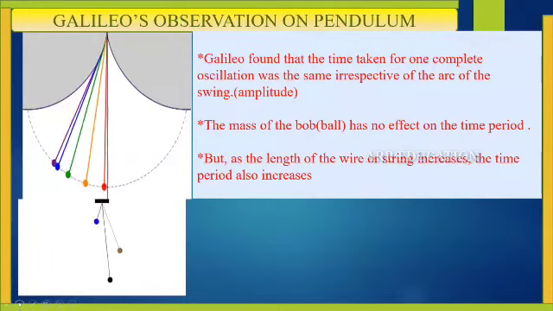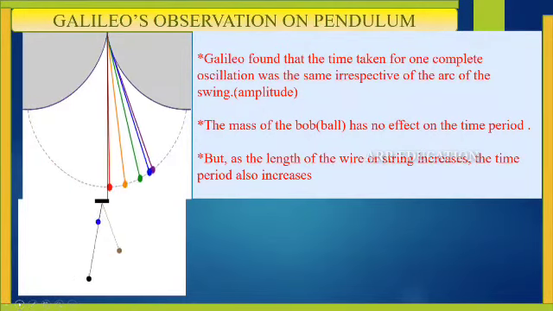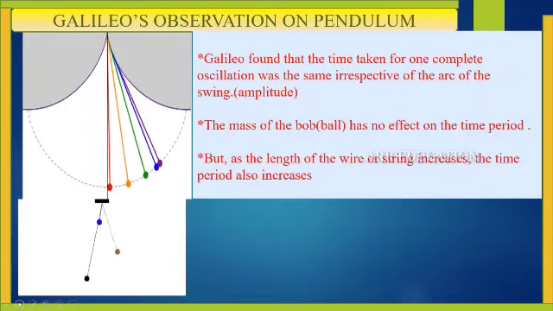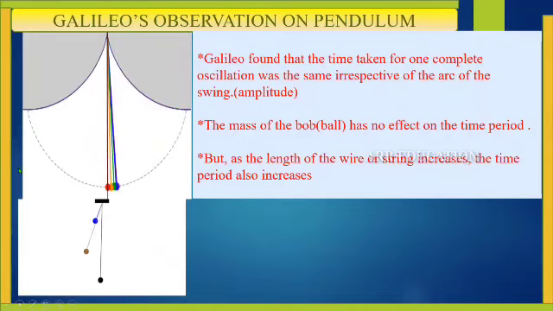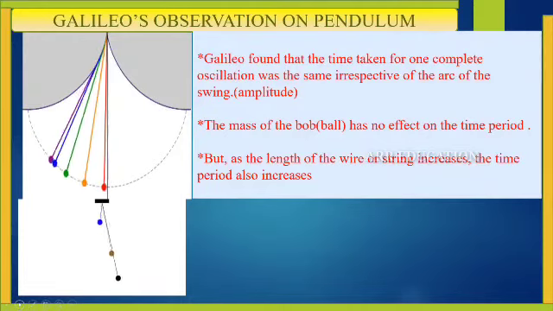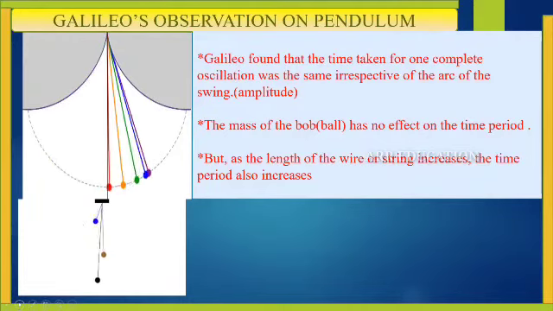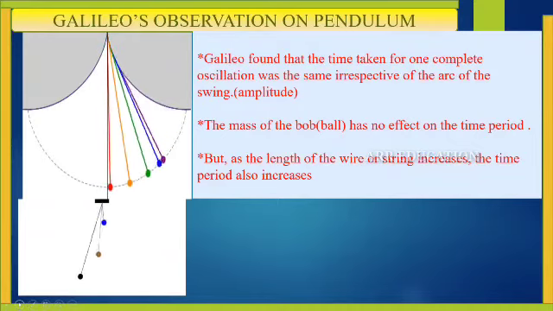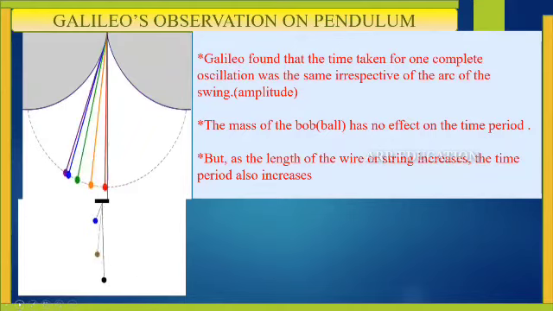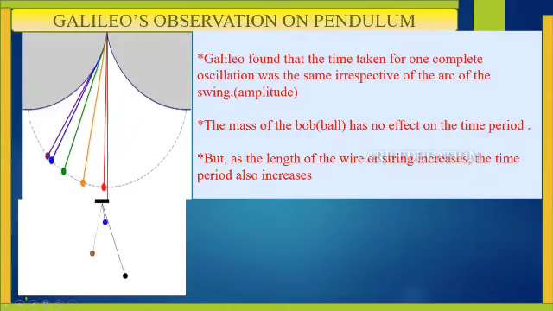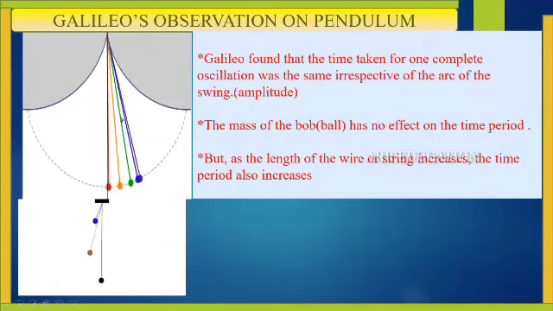So let me tell you about Galileo's observation on pendulum. Galileo found that the time taken for one complete oscillation of a pendulum was the same irrespective of the arc of the swing, the amplitude. That means even if you take the ball to more side and leave it there, the time period of the oscillation will be the same.